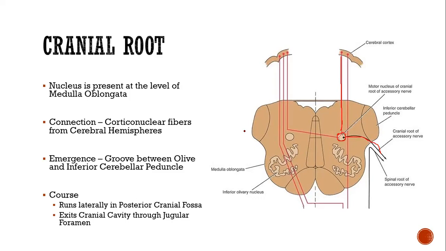It runs laterally in the posterior cranial fossa, and it exits the cranial cavity along with the vagus and glossopharyngeal nerve from the jugular foramen.